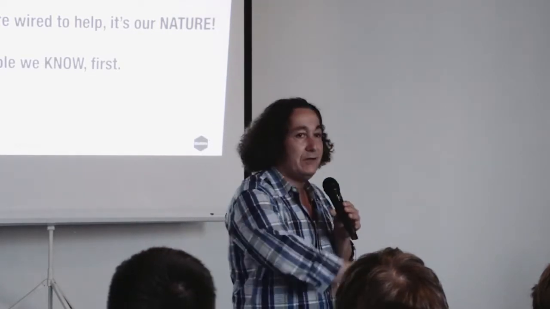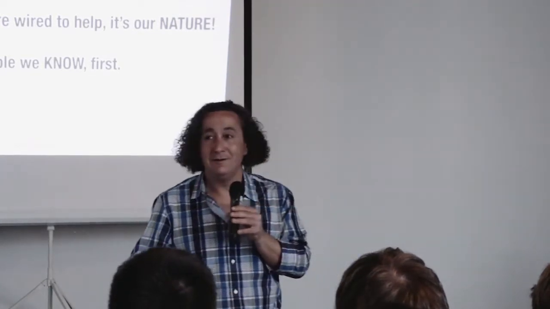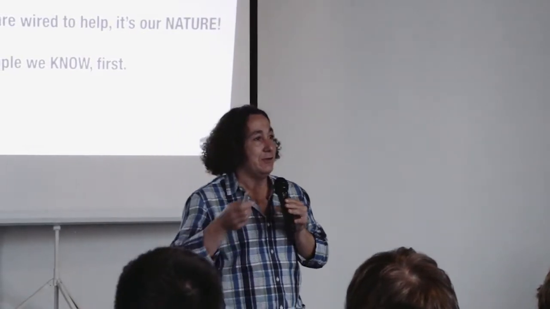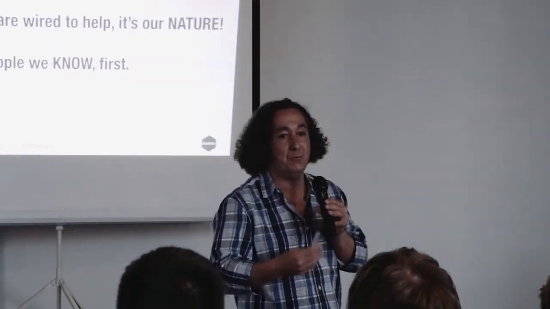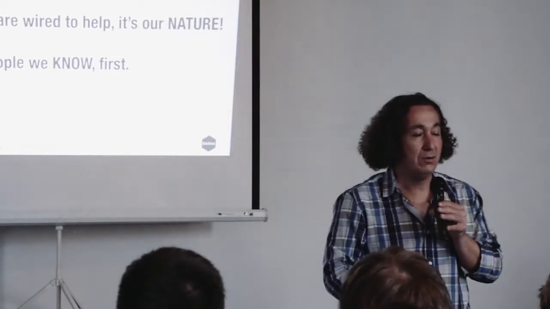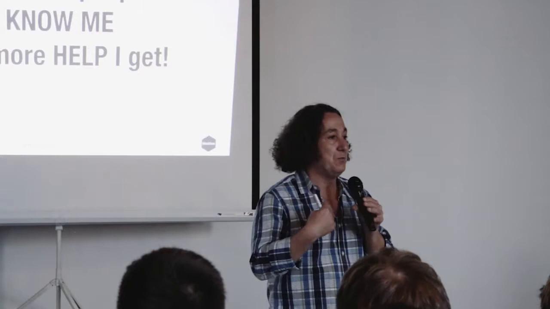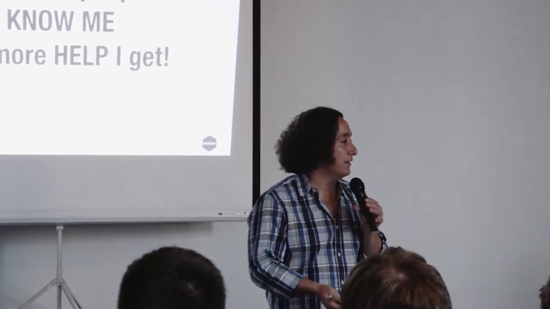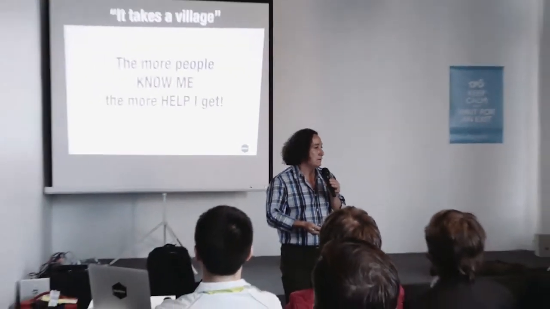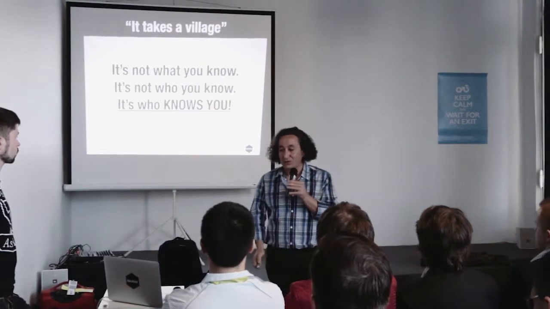So follow this argument with me for a second, because it's really interesting. If you have a big vision, you need a lot of help. The good news is everybody in the world wants to help. And the people prioritize who they help based on who they know. So the conclusion to this is, the more people know me, the more help I'm going to get.